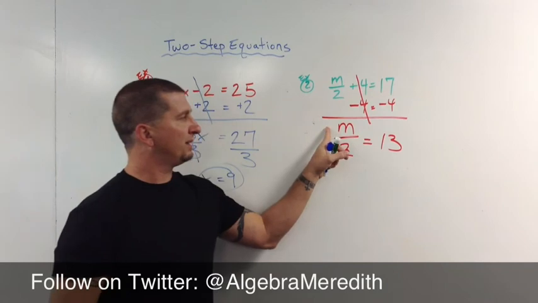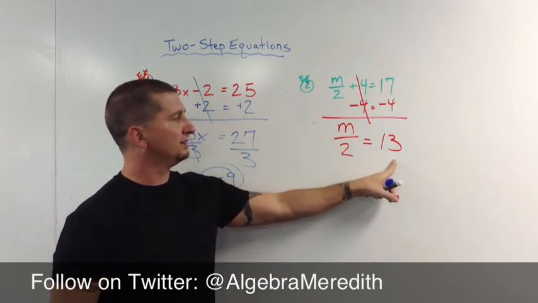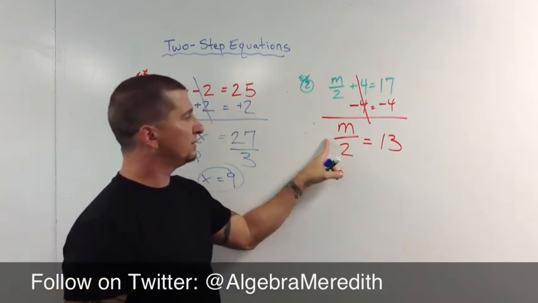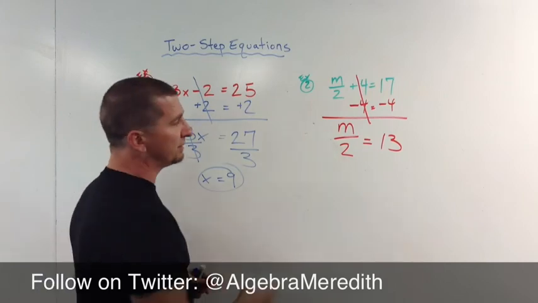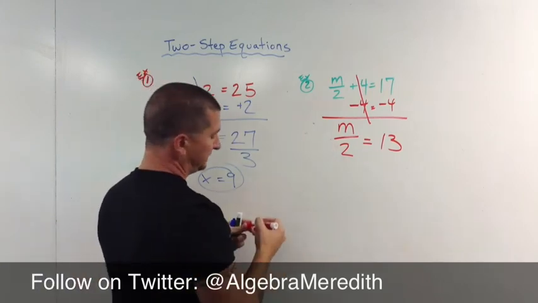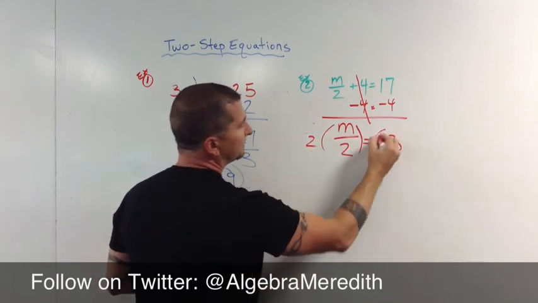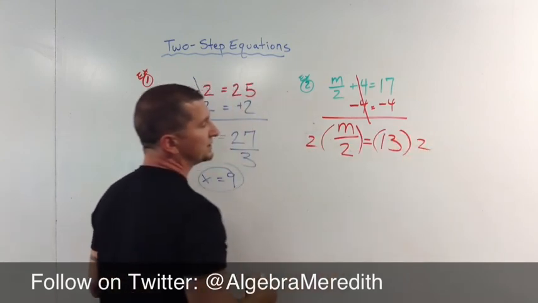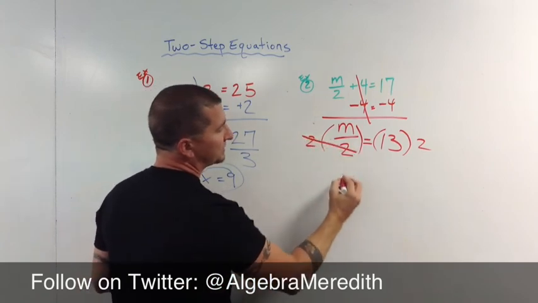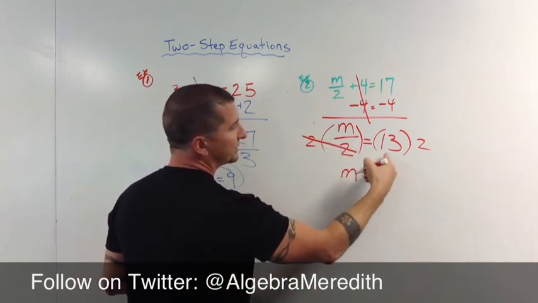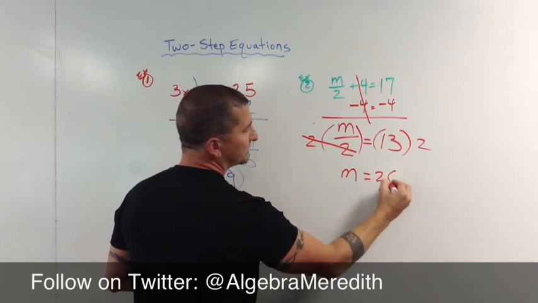Now the last step, we have m divided by 2 equals 13. We need to do the opposite operation, or the inverse operation, of dividing by 2, which is multiplying by 2 on both sides of the equation. The 2's cancel out, and we're left with m equals 13 times 2, which is 26.